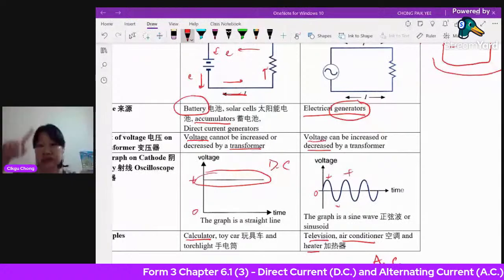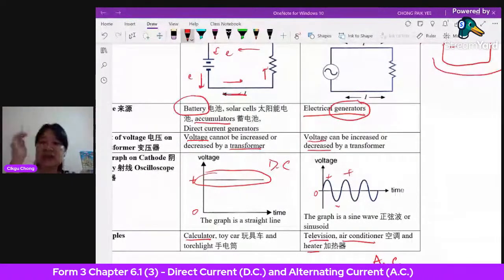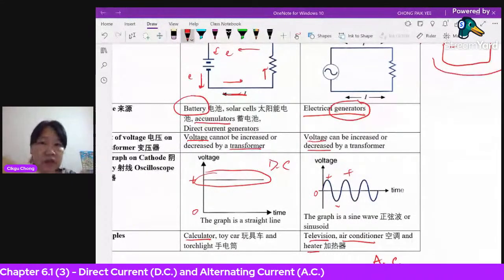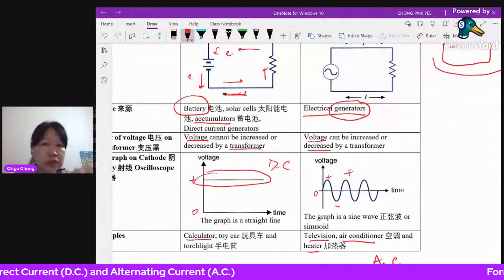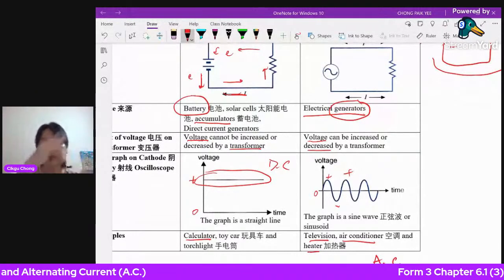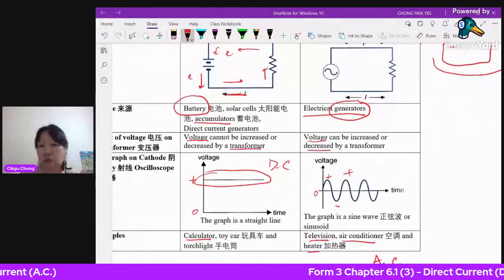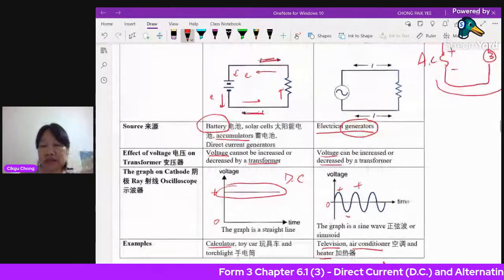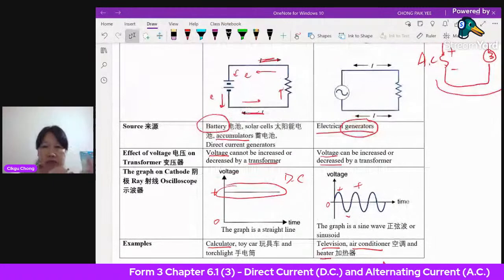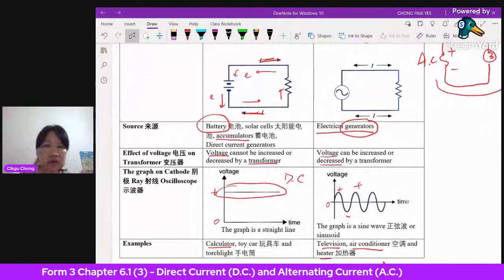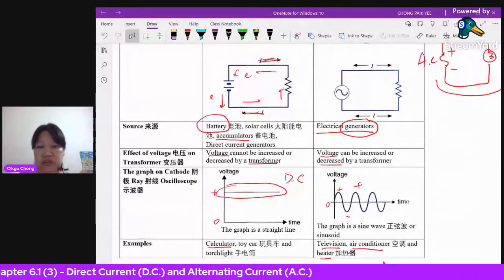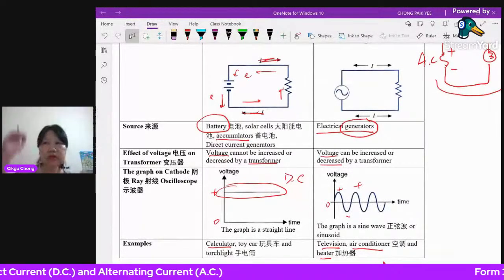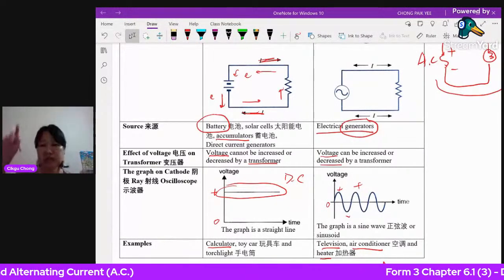Okay, for the AC, this is the pattern that you get when you connect it to a device to show you the current, the switch of the current. So positive, negative, so you can see a wave. All right, so this is very simply to give you an idea that the pattern of the wave of this current here is different. One is always a fixed direction, the other one changes positive, negative, so you get up and down, up and down, up and down.